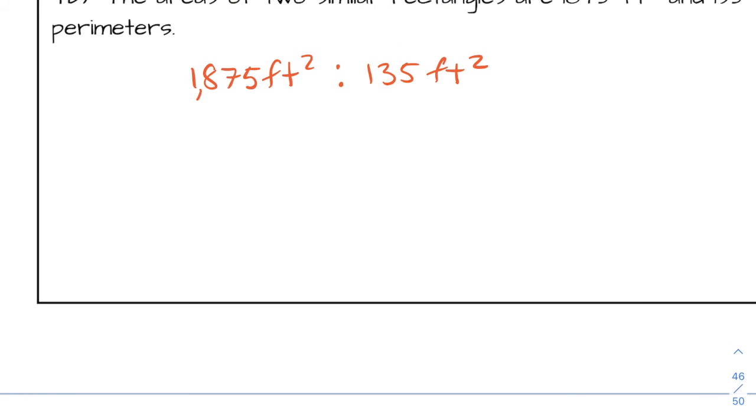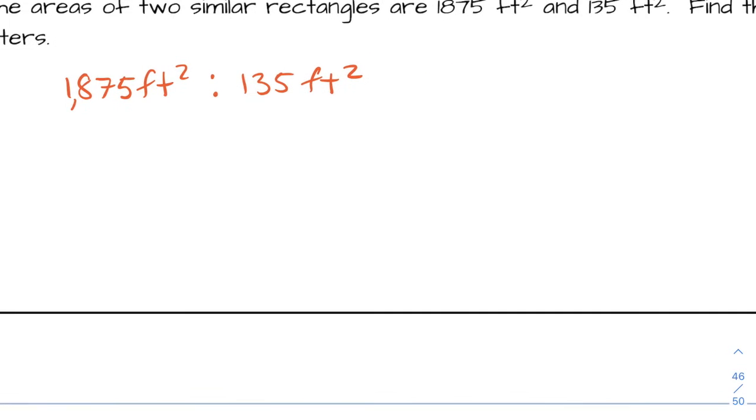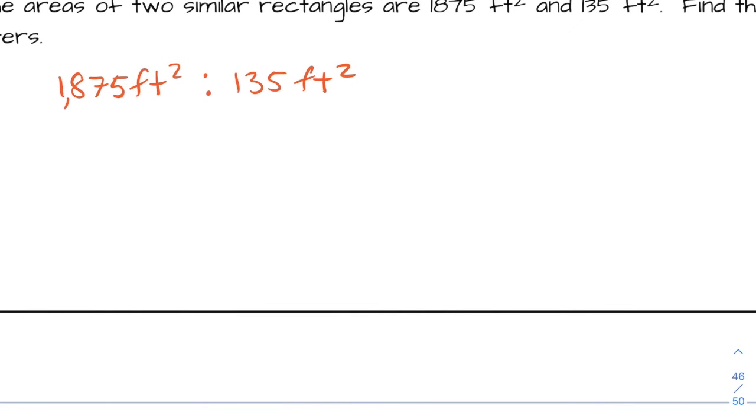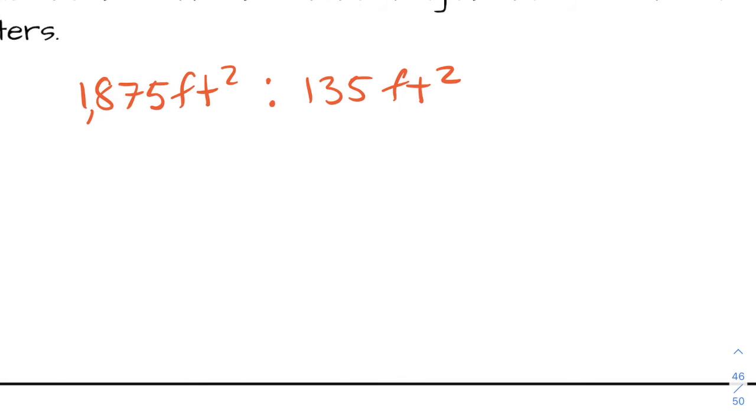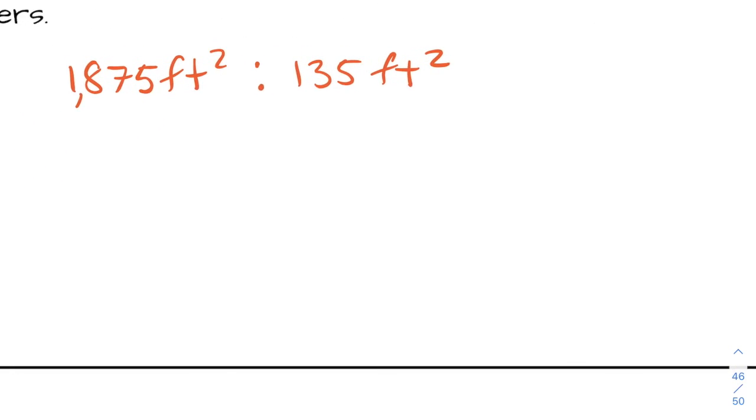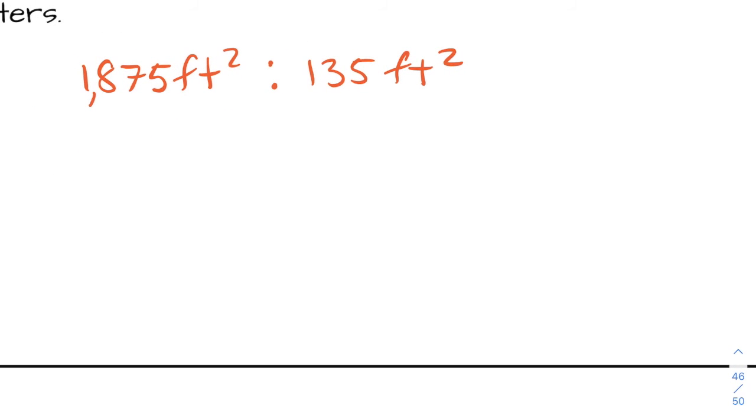So let me see what they both have in common. Well, let's see, 1875 divided by 135. Yep, that doesn't work out. So 1875 divided by 5. I'm going to slowly try to simplify it. So 1875 divided by, whoops, my bad. Divided by 5. Whoops, I keep timesing it.